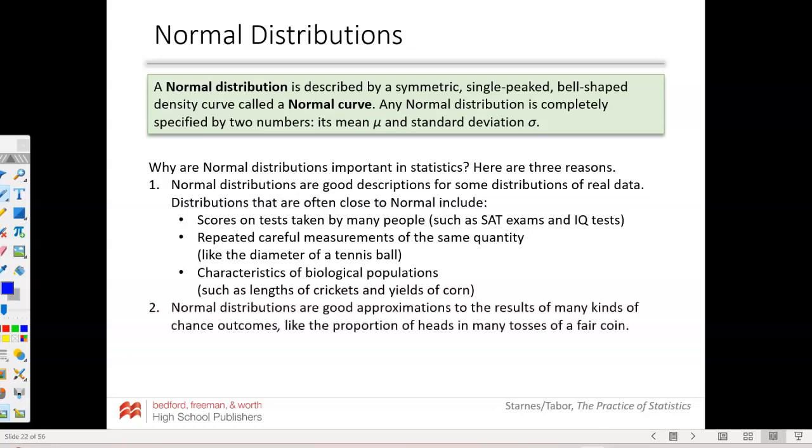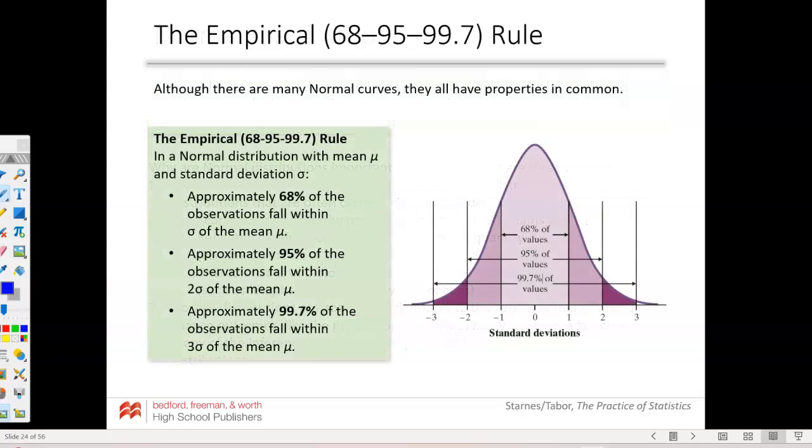They're good approximations of chances. So tossing coins, rolling dice, all those kinds of things oftentimes end up looking normal. Certainly a lot of our work starting in the spring will be about inference, and we use normal approximations all the time. So this is a foundational skill.